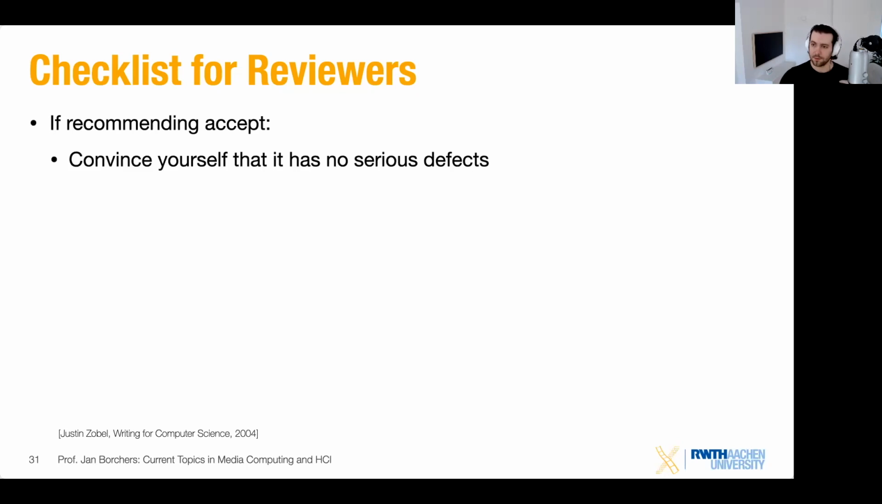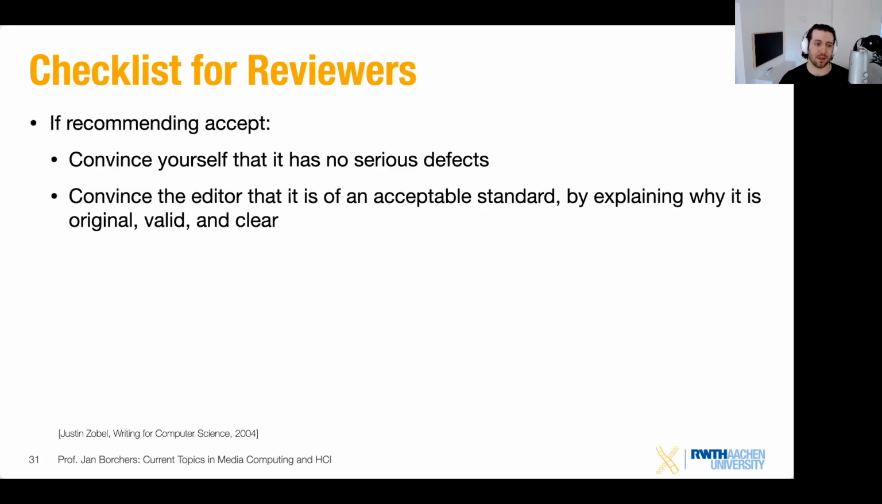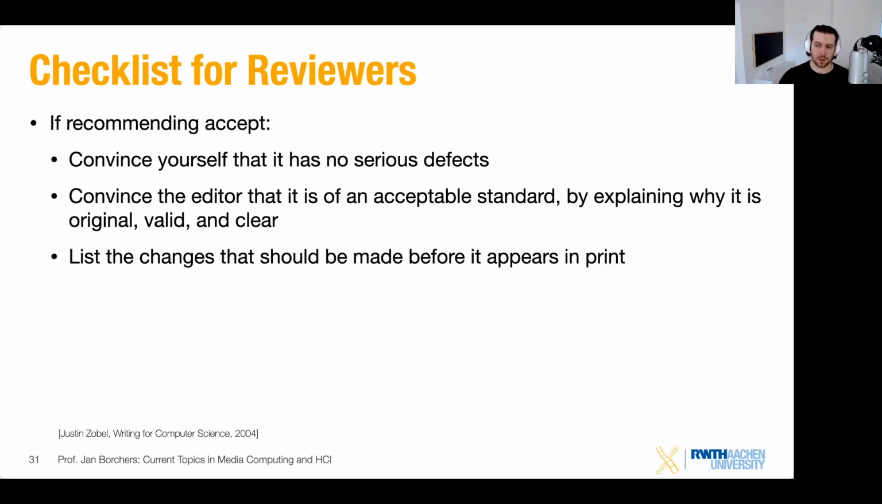And then, first of all, you, of course, have to convince yourself that it has no serious defect. This is kind of the base standard that we're going for, so that there is no major thing that needs to be addressed in the paper. And then, as I said, you need to convince the editor that it is of an acceptable standard by explaining why it is original, valid, and clear. And also, if you still suggest some minor changes, this is still possible.